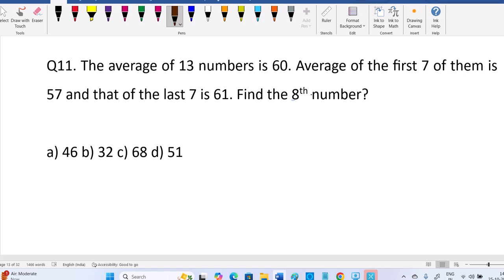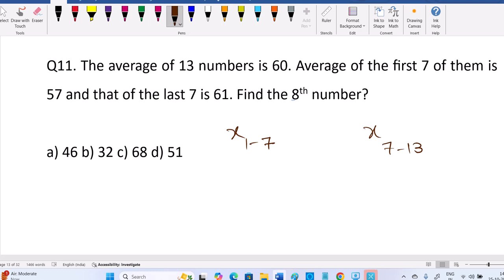Among these numbers, first 7 means 1 to 7 will come: 1, 2, 3, 4, 5, 6, 7. Last 7 numbers means 7 to 13. You can count 7, 8, 9, 10, 11, 12, 13. Common in both is 7. Actually, they have to ask the 7th number. If they ask the 8th number, the answer is cannot be determined.